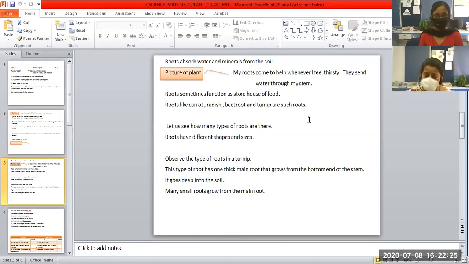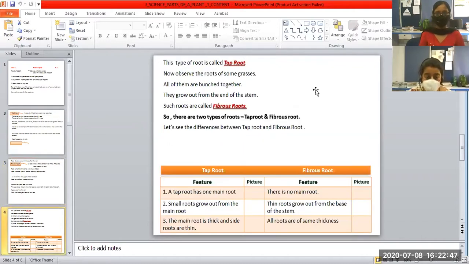Now, roots have different shapes and sizes. Have you seen the roots in a turnip? No, ma'am. Okay, in a turnip, there is one thick main root that grows from the bottom end of the stem. This root goes deep inside the soil. And there are also small roots that grow from the main root. So this type of root is known as tap root.